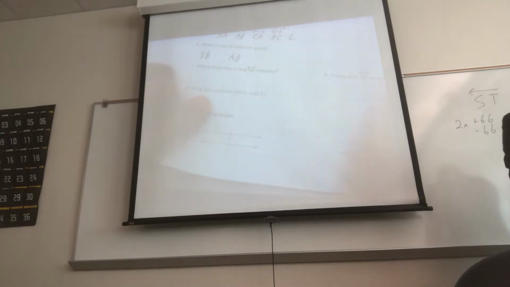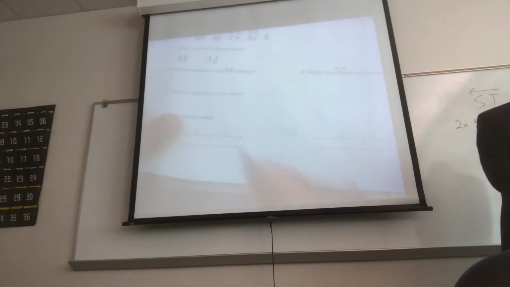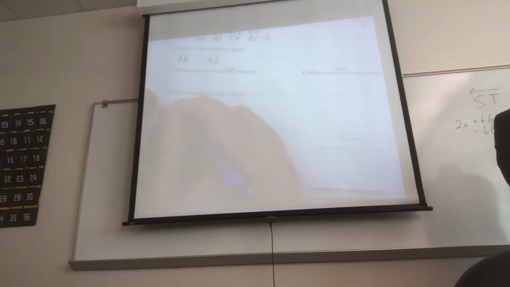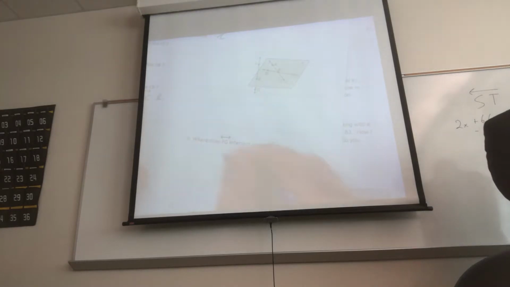Coplanar points with E are all the ones that are over here on plane P. You can see them. You can name any of them. A, B, C, D. Those are all coplanar with E. Where does FG intersect plane P? Understand that this is coming in 3D. It's coming down through the plane. It touches in one spot. That's point E.